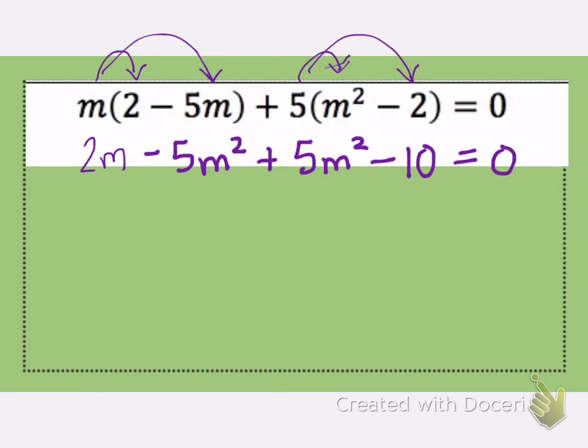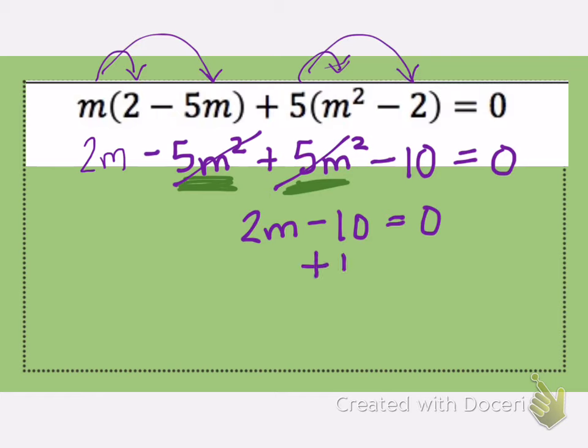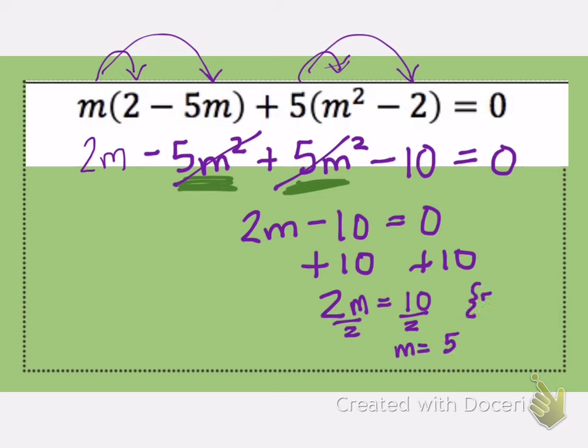Now if you look, you've got like terms here, and they are opposite like terms, so they're going to cancel out, and I end up with 2m minus 10 is equal to 0, and that is an equation we can solve by adding 10 to both sides and dividing by 2. And we get m is equal to 5. So just kind of applying what we're practicing to what we already know about solving equations.